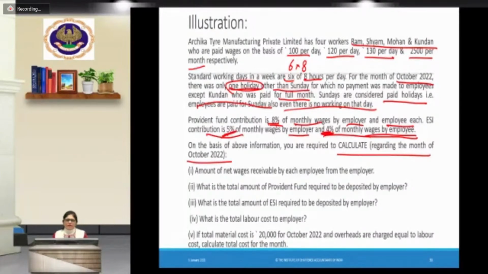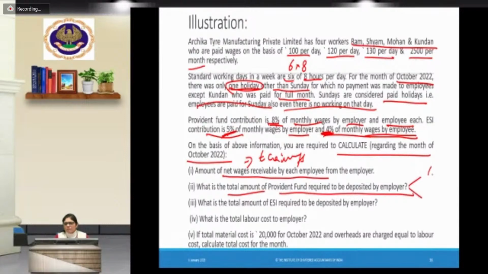Now let us quickly understand this question. What we have to calculate? Amount of net wages receivable by each employee from the employer. So we have to calculate the earnings here. Clear? In the second, we have to calculate the total amount of provident fund required to be deposited by the employer. Employer will deposit both the contributions, employee contribution also and employer contribution also. So both the PF contributions will be deposited by the employer. All right. ESI also it will be deposited. So both employer and employee.